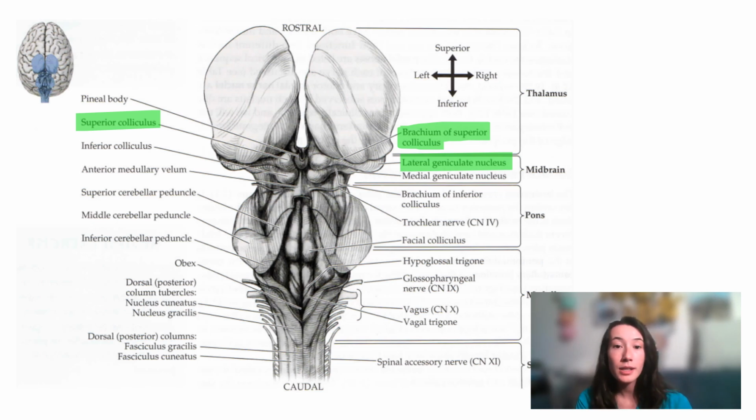Now, 10% of the axons do not enter the LGN. Instead, they actually terminate in the brainstem, at the superior colliculus or the pretectal nucleus of the midbrain. Now, in this picture, you cannot see these structures. I'll show you in the next image. But just understand that a majority of the nerve goes to the thalamus, not the brainstem. However, again, 10% of it does.